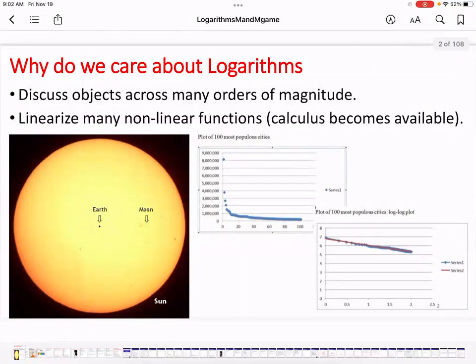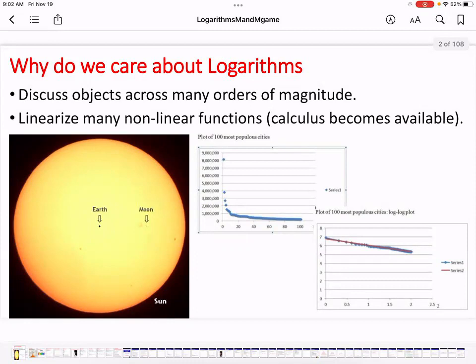So why do we care about logarithms? Well, one of the reasons is that they allow us to discuss objects that span numerous orders of magnitude simultaneously. The other is that they linearize a lot of nonlinear functions. And we're going to see a lot of applications of that today and on Monday.